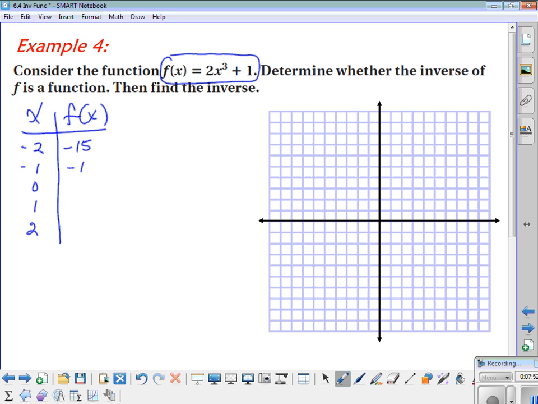All right, if I have 0 cubed, that's just 0. So 0 plus 1 is 1. And then when I put in a 1, I get 1, 2 plus 1 is 3. If I put in a +2, I get 8, so 16 plus 1 is 17.